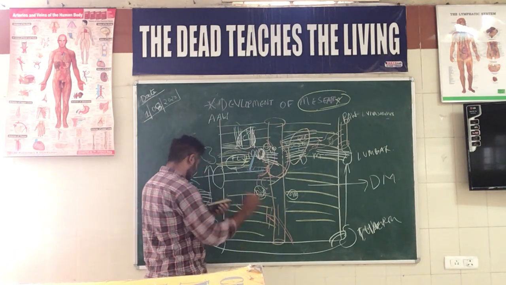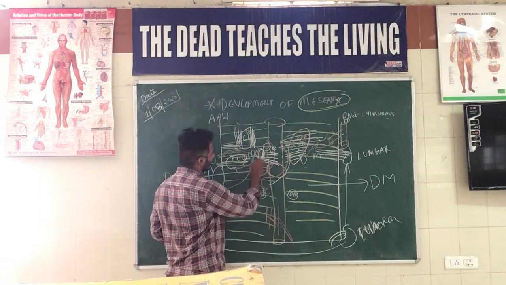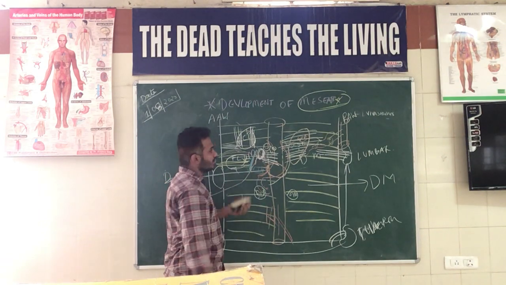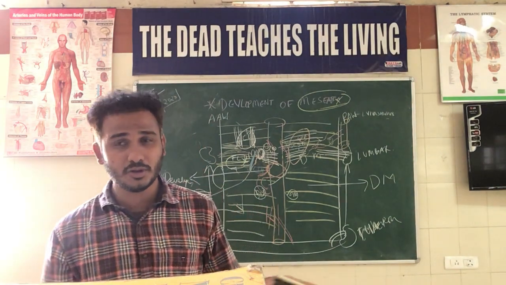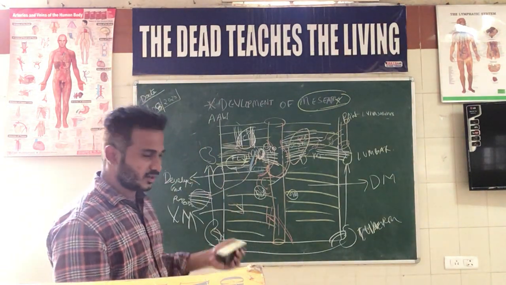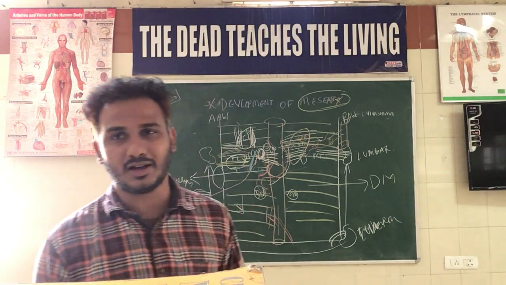We have an umbilical vein. The umbilical vein will be connected to the liver, in a rudimentary form, and later in the later stages of life, it becomes the obliterated umbilical vein.